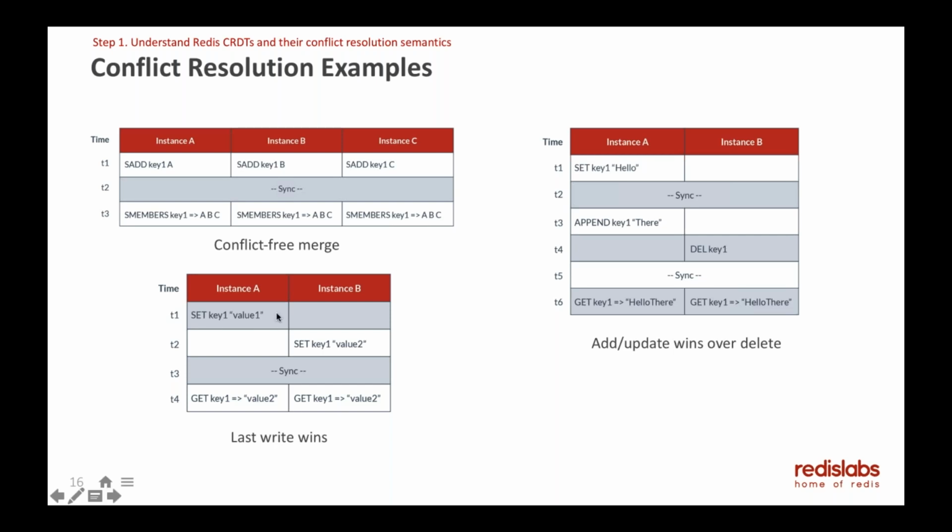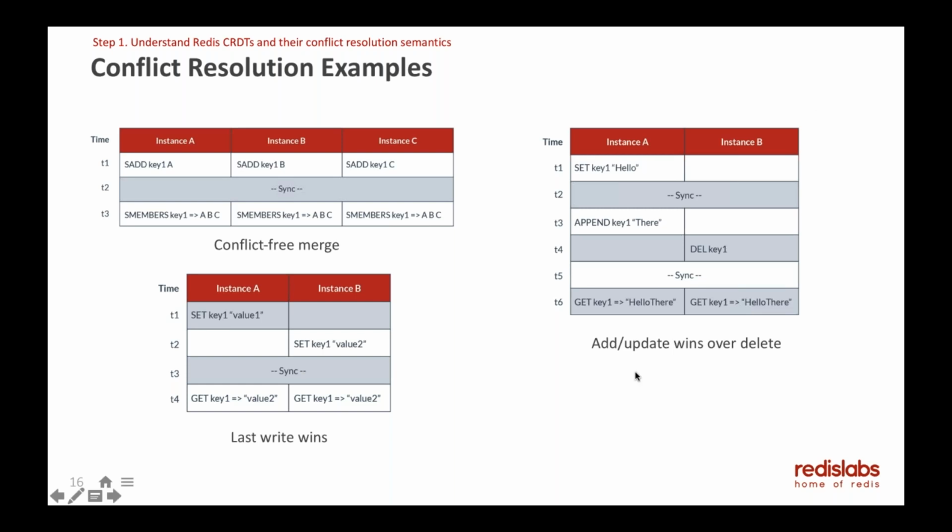Now, in case of last write wins, this is a case of a register. We are setting value 1 to key 1. So this is a string data type. And at T2, we are setting key 1 to the value of value 2. When they synchronize, and this is assuming all the clocks are in sync, Redis Enterprise will vote for which is the right one, whether it is value 1 or value 2, and it makes a decision that all the replicas must have one consistent value. In this case, it makes a decision based on the timestamp, which in this case is value 2.